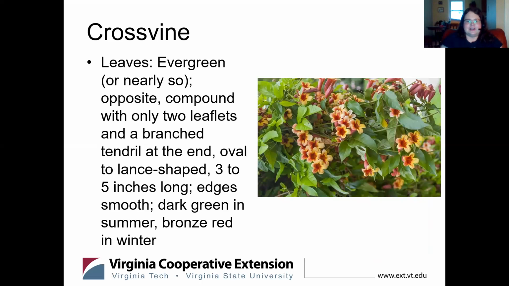Cross vine is a very, very pretty native vine also. Evergreen or nearly so, so it really depends on the winter. Opposite compound leaves with only 2 leaflets, and the branch is branched with tendrils at the end. Oval to lance-shaped leaves, 3 to 5 inches long. Edges are entire or smooth, whichever term you prefer. Dark green in summer, and they turn bronze or fiery red in the winter, which is very, very pretty.